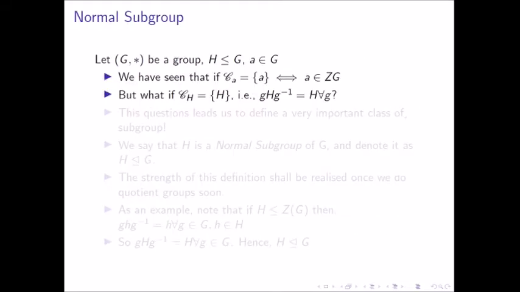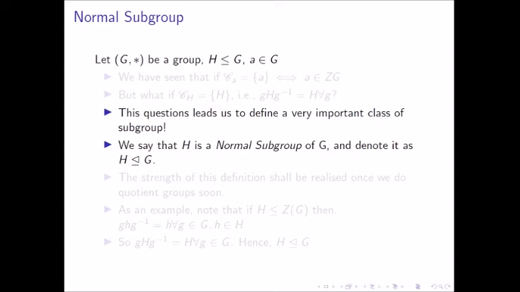So let's now define a special type of subgroup called the normal subgroup. Earlier we saw that if the conjugacy class is a singleton for an element, it's an element of ZG, and this is an if and only if condition. But what if the conjugacy class of a subgroup is a singleton? That is gHg inverse is equal to H for all g. This question leads us to define a very important class of subgroup called the normal subgroup.